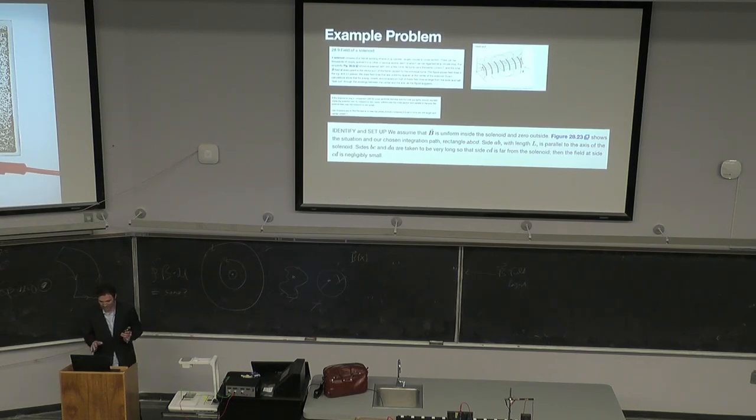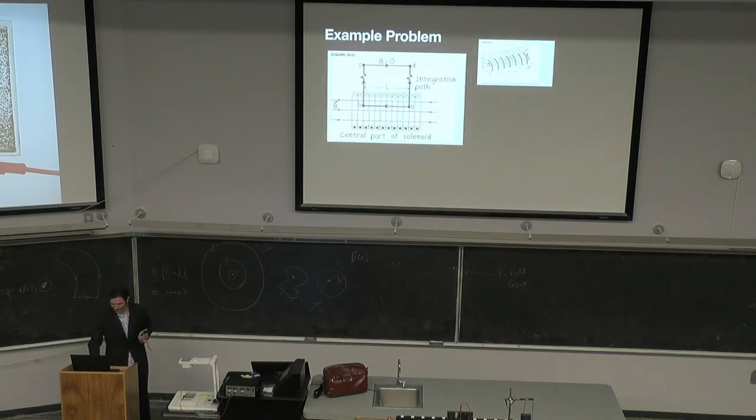So we can see the situation for our chosen integration path here. So here's our integration path. We're going to choose this path inside the solenoid, and we know B is zero outside, and B has some value in the central part of the solenoid. And then what do these little dots and X's represent? They represent the direction of the current, out of the page and into the page. So the current's going like this. It's a circle. It's going up and around, into and out of the page.